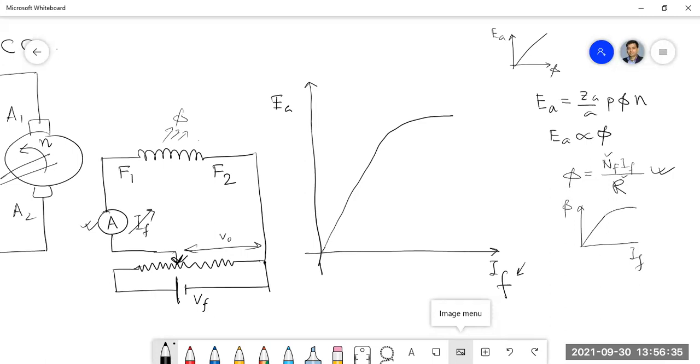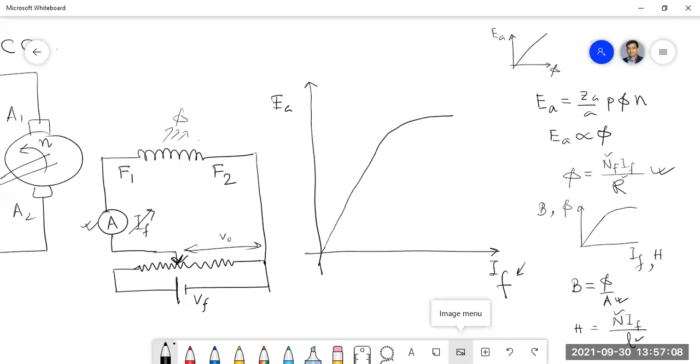Okay, so this phi-I curve is nothing but the BH curve. Why, I will explain. Because B is phi by A, and A is constant. H is NI by L, and N and L are constant. So H is directly proportional to IF and B is proportional to phi. Therefore the phi-I curve is nothing but the BH curve.